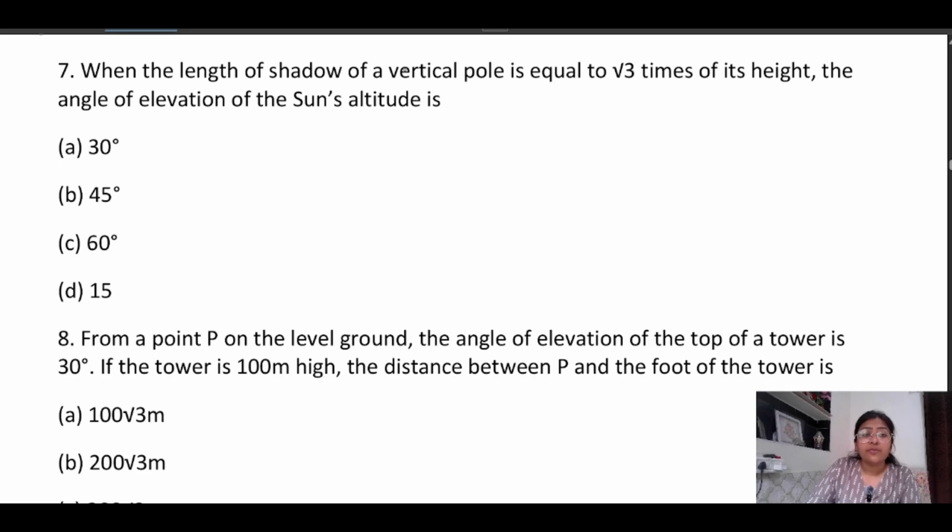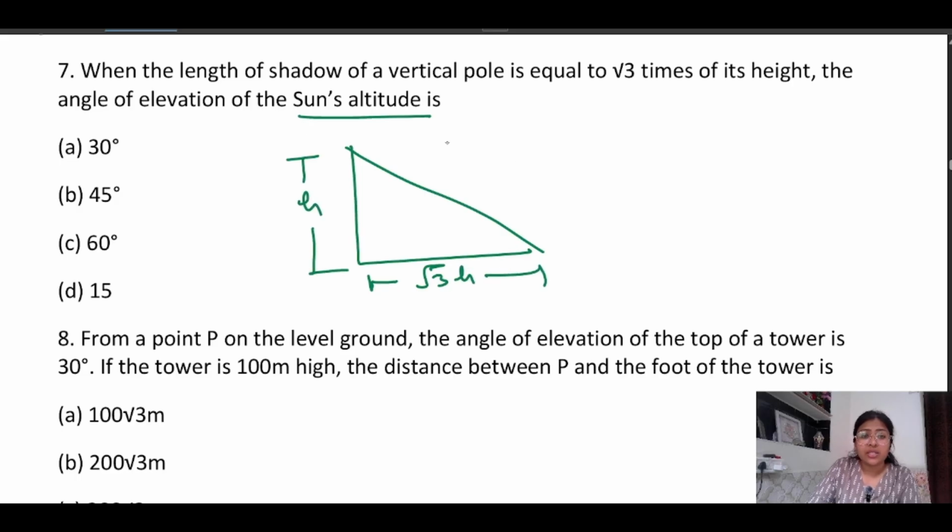When the length of the shadow of a vertical pole, I think we had done this question. Okay, let's do it again. The length of the shadow of a vertical pole is root 3 times the height. So they are asking the sun's altitude. Sun's altitude means sun's forming an angle, means theta. So tan theta will be 1 by root 3. So the value of theta is 30 degree. Okay, now try next.